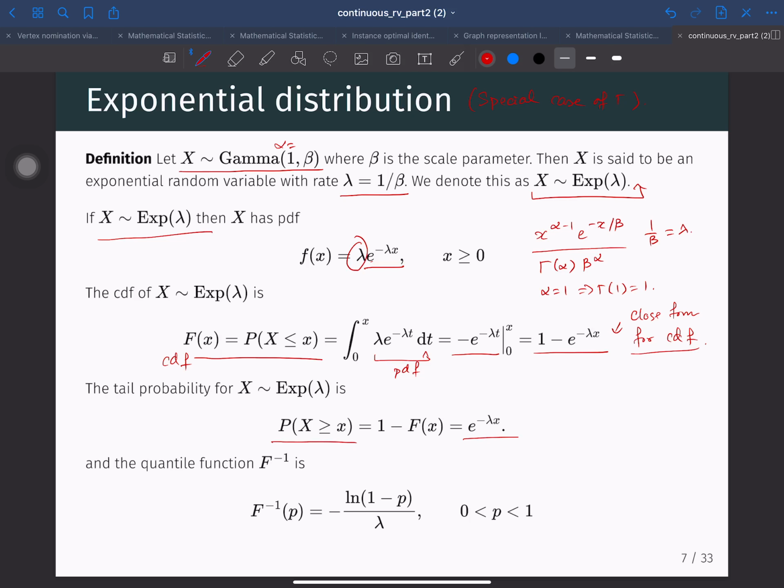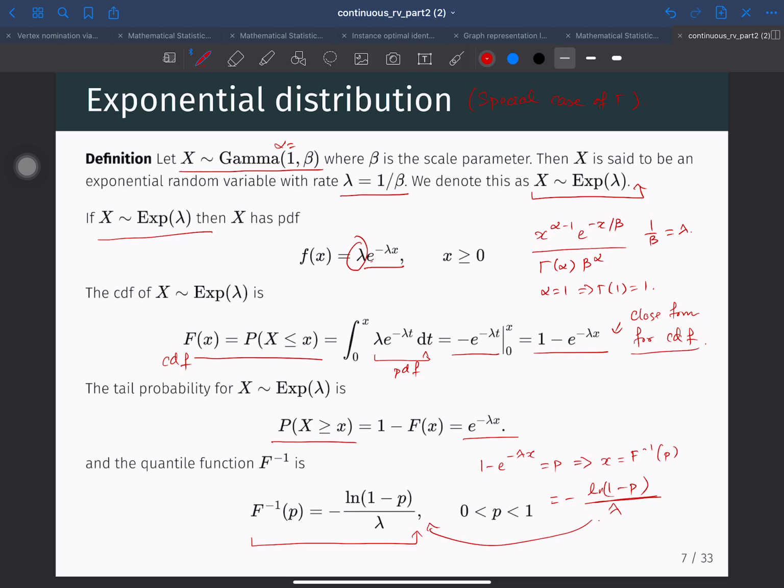And because of this simple form for the CDF, you can also get the quantile function. So what we have is that 1 minus e to the minus lambda x is equal to p. This implies that x, which is equal to F inverse of p, would then be equal to, moving this to the other side, 1 minus p, take the ln logarithm, divide by lambda, and then equal to minus ln of 1 minus p divided by lambda, which is what we saw here.